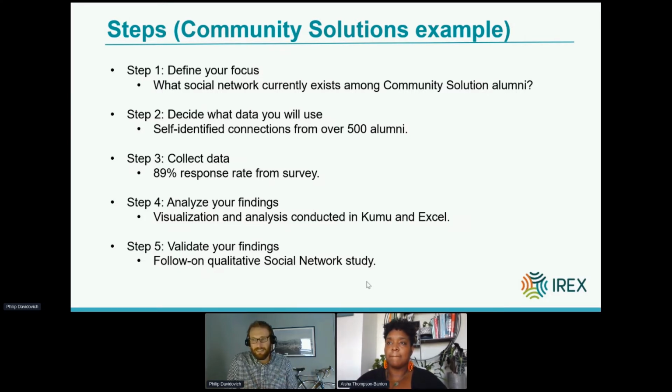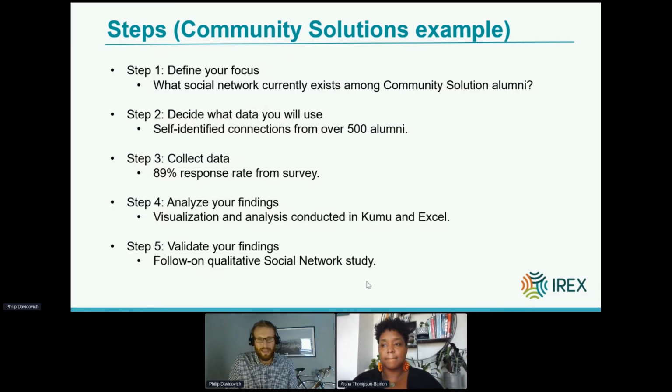Then finally, analyze your findings. We used the tools Kumu and just basic Excel to visualize and analyze all the findings. We really want to highlight that you don't need robust programming experience to analyze a social network analysis survey. There are a lot of resources like Kumu out there that we'll share in a bit, which are able to visualize and then conduct the quick metrics that are very valuable for social network analysis.